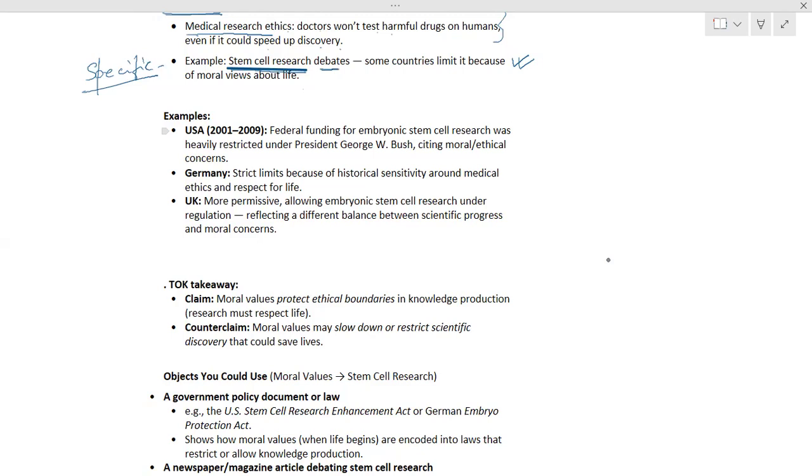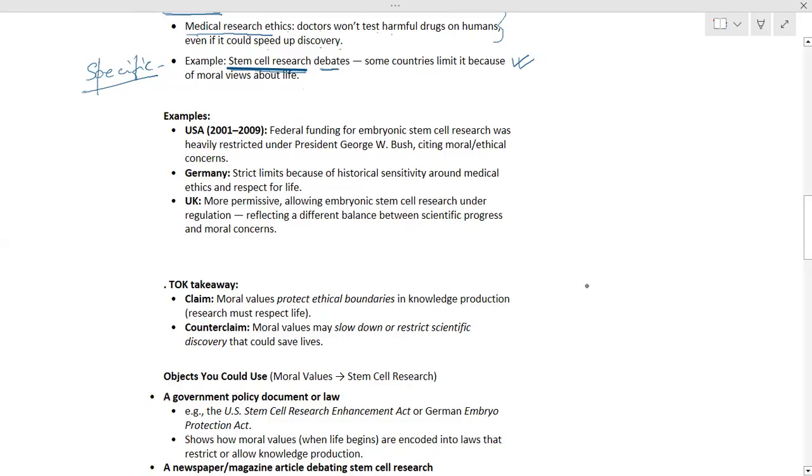Now, this is a very early stage of an embryo, and that is why it leads to the death of the embryo. In many cultures, it is considered that life begins at conception only. So, when stem cell research is being done, it means that it is actually killing a life. And that is why this debate.